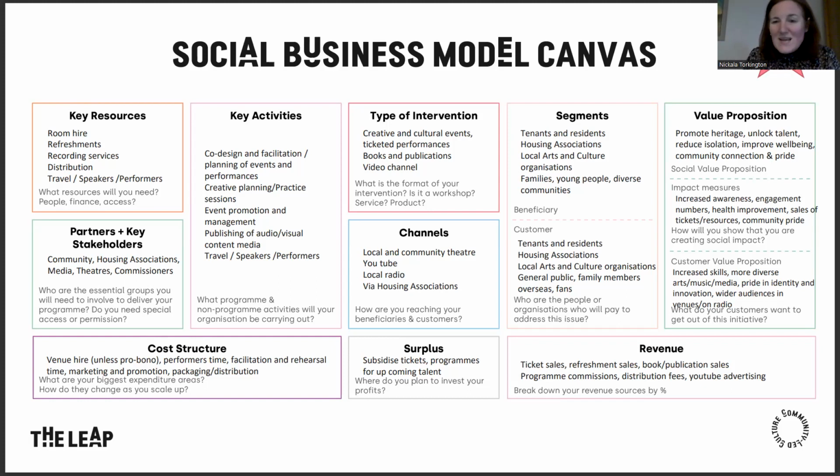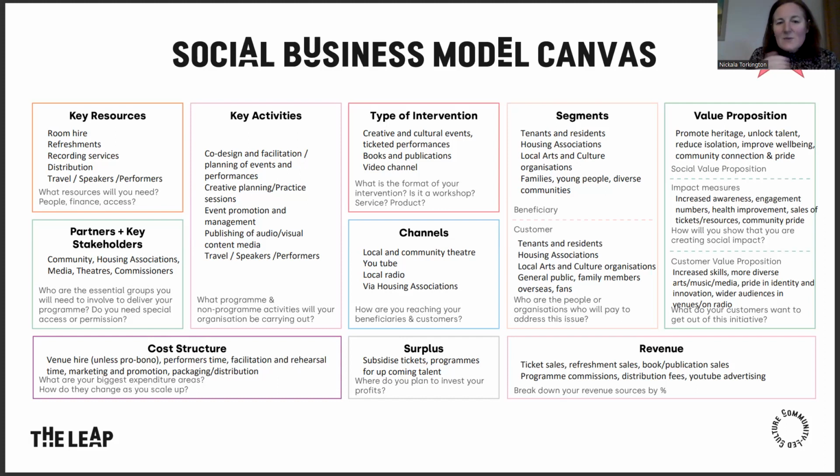Initially, when somebody comes with an idea, they just come with an idea. They just want to run an event and get a few people together. But by the time they've done it once, you can start to pull apart the elements of what happened. And as I say, in this case, in future, as part of their business model canvas, they can now run creative and cultural events, all sorts of ticketed performances. They know they can create books and publications, and they've now got a video channel to be able to share stuff. So that's where the interventions start.